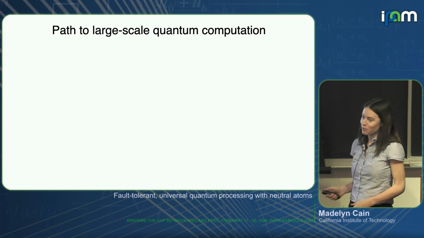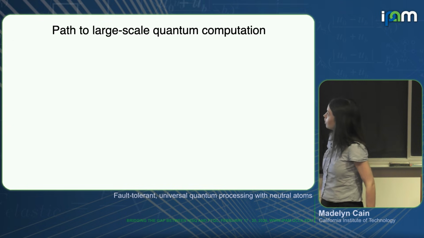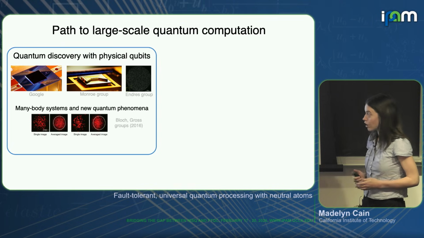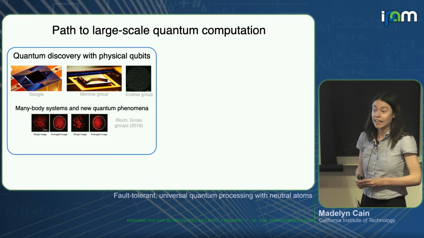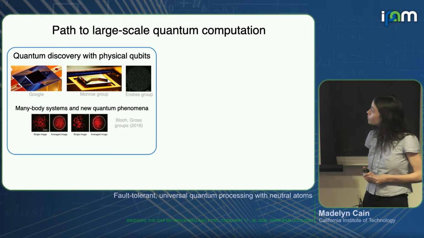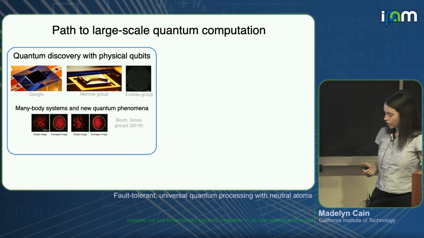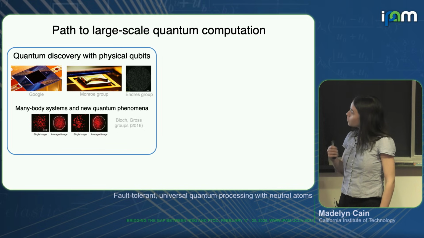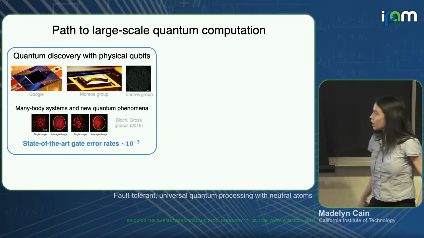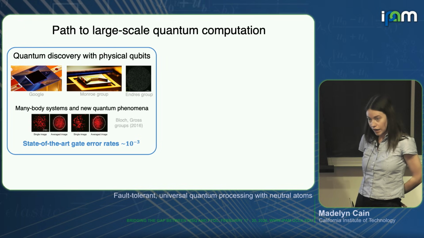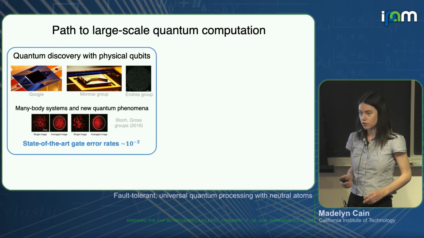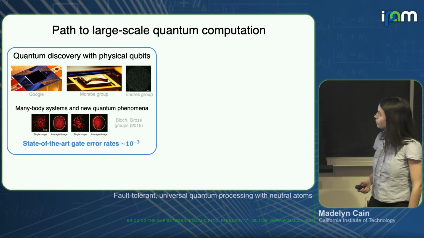So our work comes along this long path to large-scale quantum computation. And we've seen really incredible progress over the past decade exploring quantum systems with physical qubits, including studying many-body systems and new quantum phenomena. And this has really been enabled by improving state-of-the-art gate error rates in quantum systems down to around 10 to the minus 3 levels per gate.